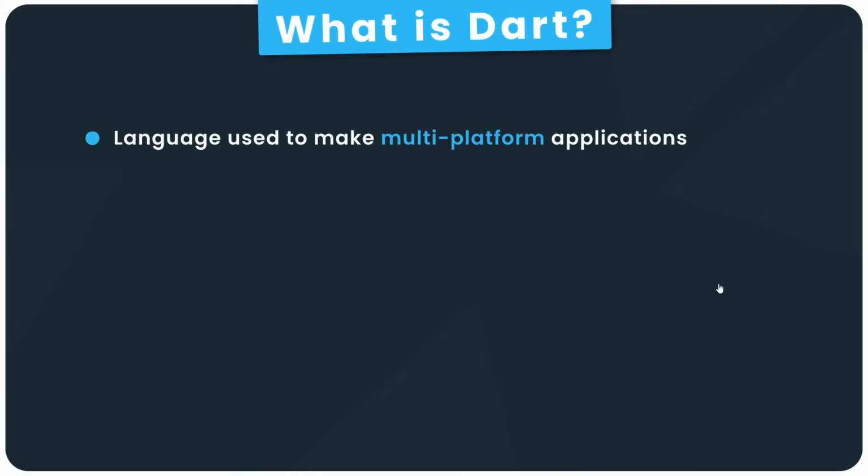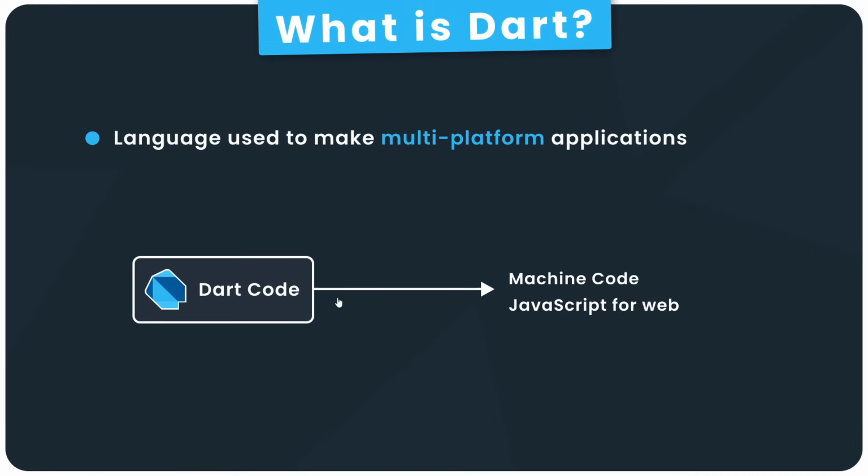All right then, so what is Dart? Well, Dart is a programming language which we can use to make multi-platform applications, right? So for mobile, for desktop, and the web. And after we write those applications using Dart, the Dart code needs to be compiled into native machine code or to JavaScript if you're developing for the web, so that the applications can be run on those different platforms, like on an Android device or on an iOS device.